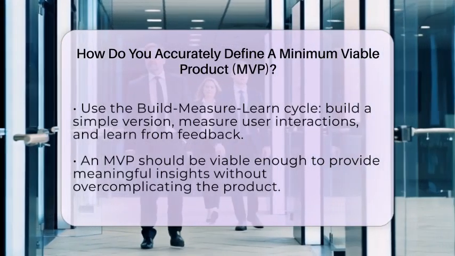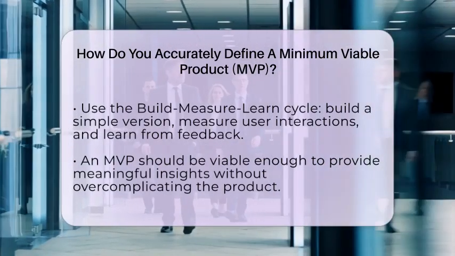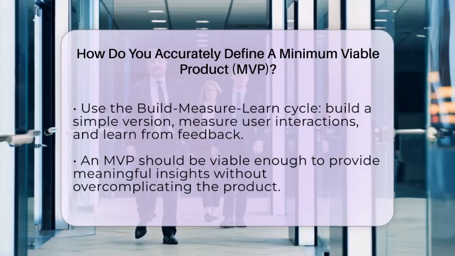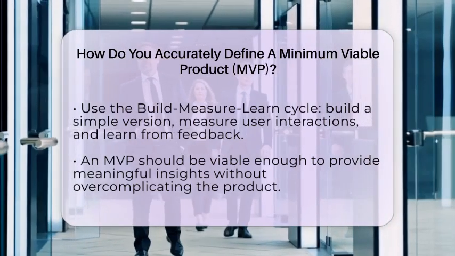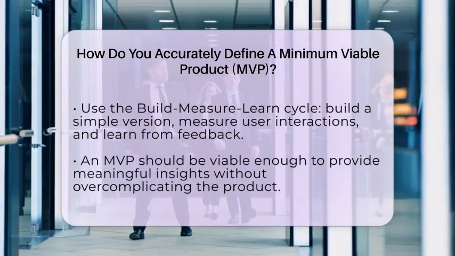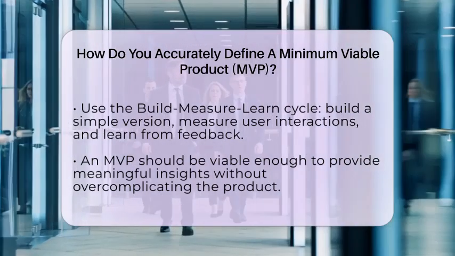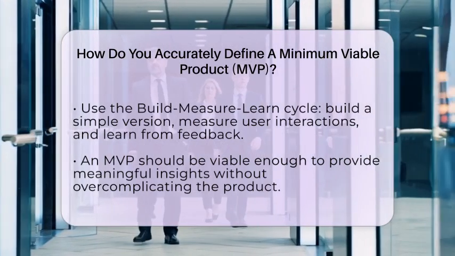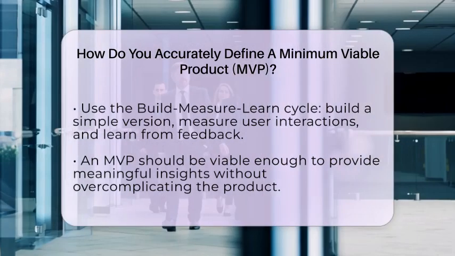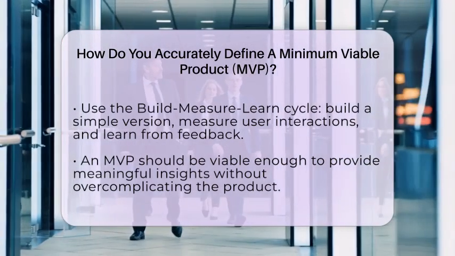An MVP should include only the essential features needed to deliver value and attract early adopters. It should be valuable enough to give meaningful insights. If it's too minimal, users might not see the value and won't give honest feedback. If it's too complex, you waste resources and slow down learning.